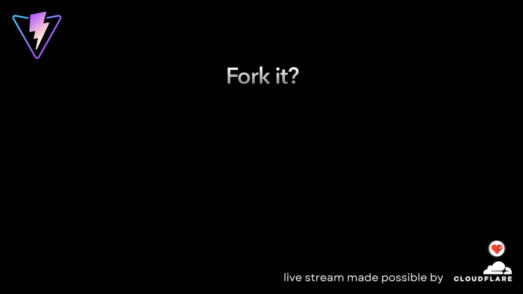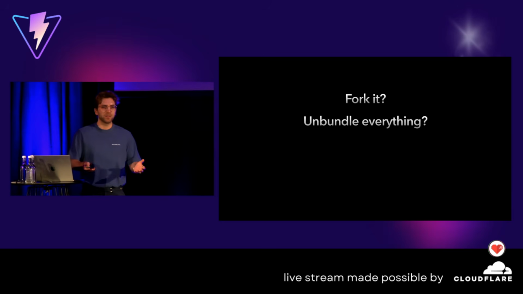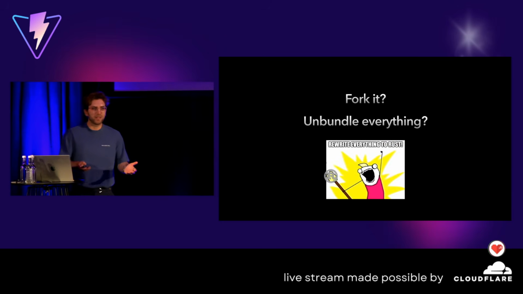Now we at Framer wanted to achieve better bundling performance. We wanted to reduce our chunks. What to do? Fork it? Or should we just unbundle? Or rewrite in Rust like 10x engineers?